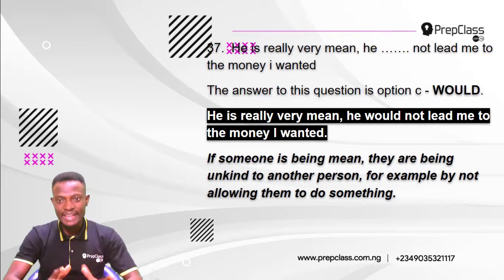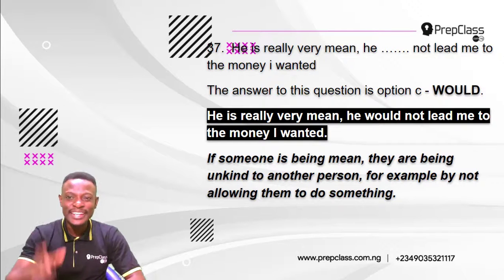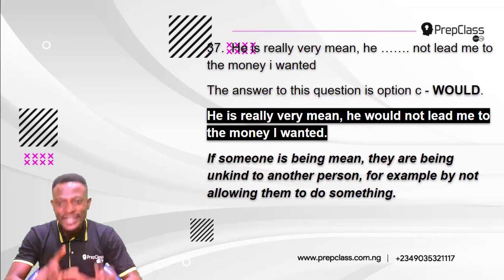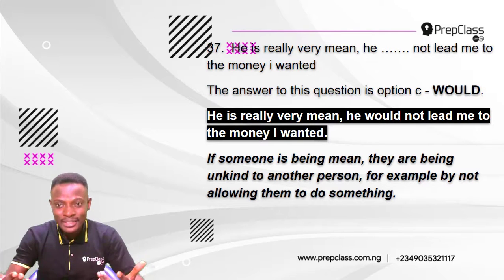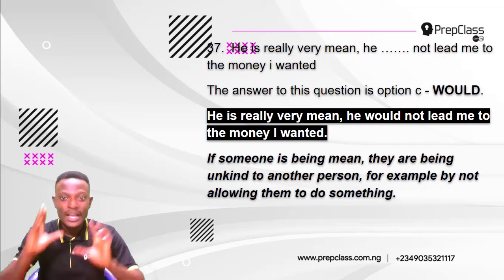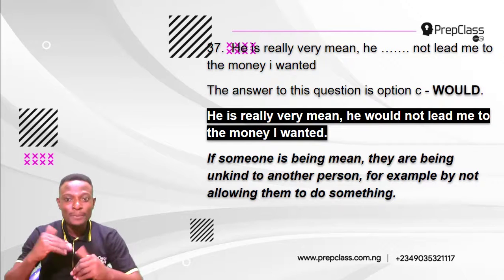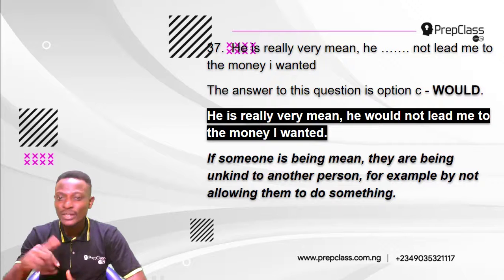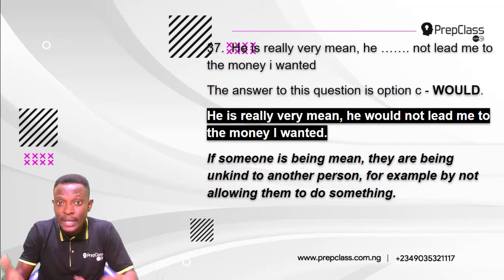Now, the answer to this question is option C, would. He is really very mean. He would not lead me to the money I wanted. If someone is being mean, they are being unkind to another person. This person is unkind to me. He would not lead me to the money I wanted because he is really very mean.